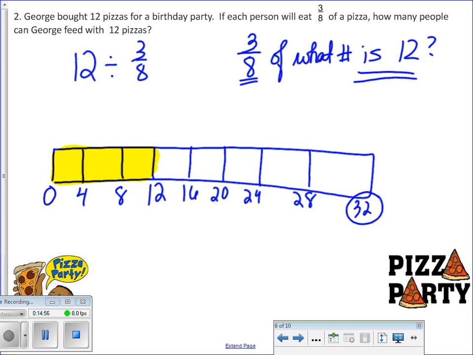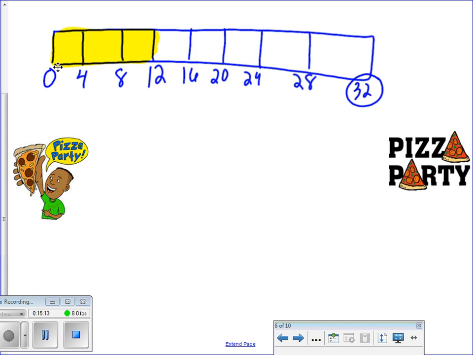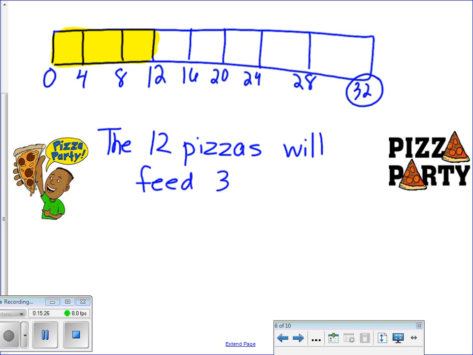So what does that 32 mean? What does 32 mean? Matt? Right, people. The 12 pizzas will feed 32 people. There's our answer. Okay, let's take a look at the next one.